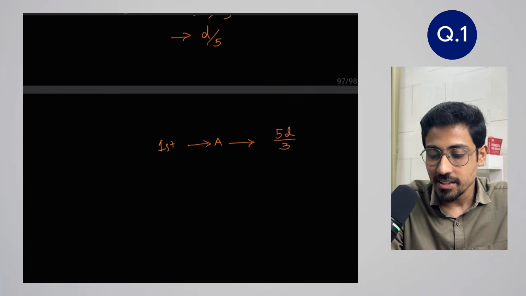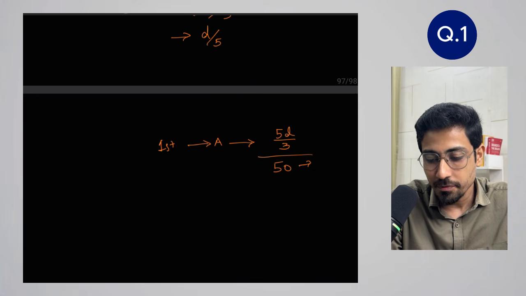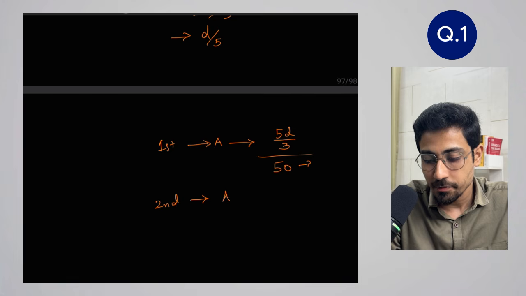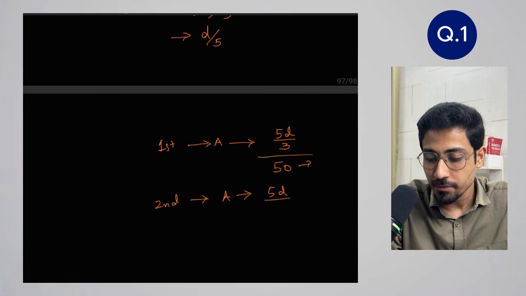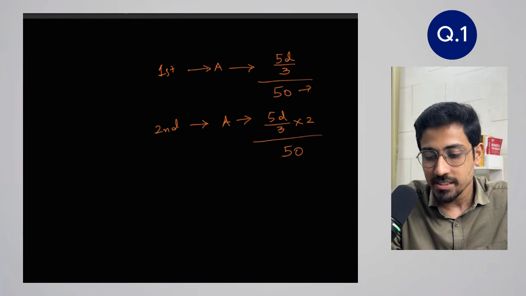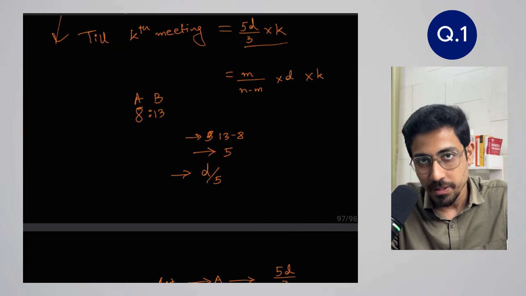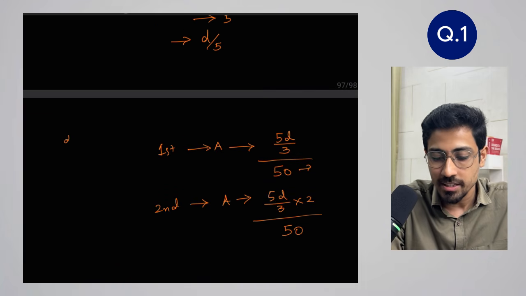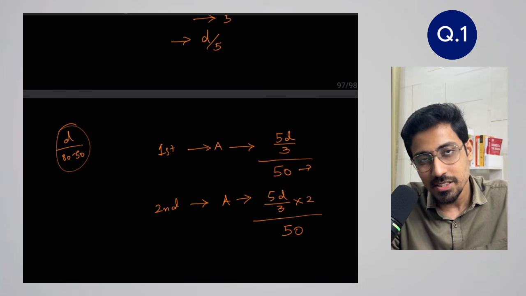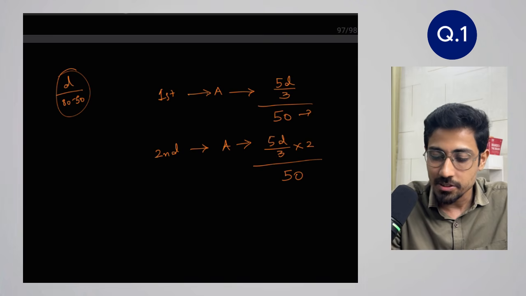So 5D by 3 divided by 50, this is the speed of A, right? That is the time taken to reach the first meeting point. For the second meeting point, A would have traveled a distance of 5D by 3 into 2, divided by 50 again. That is the time taken to reach the second meeting point. Now if you see the previous calculation that we did, taking the total, D by 80 minus 50, that would have also given you the same time value. If you know the value of D and substitute, we'll get the same one.